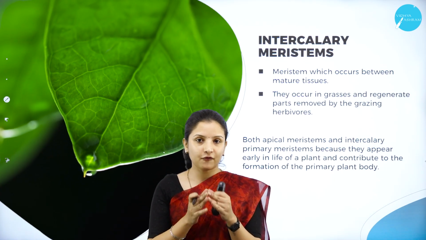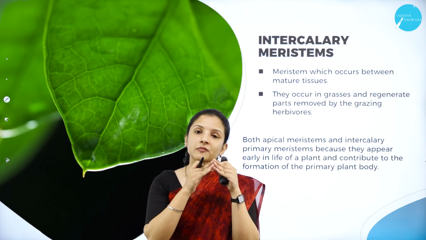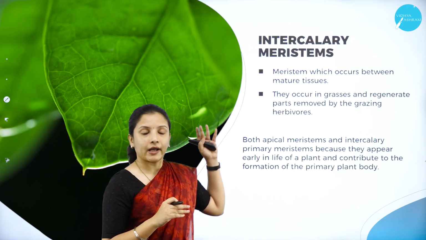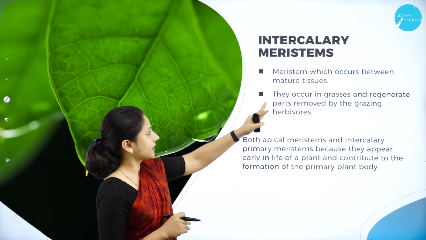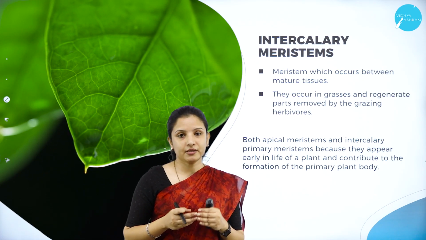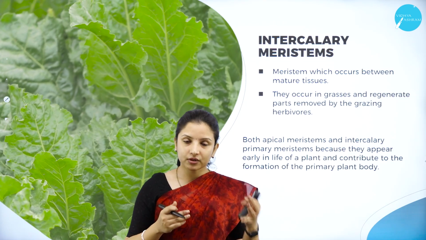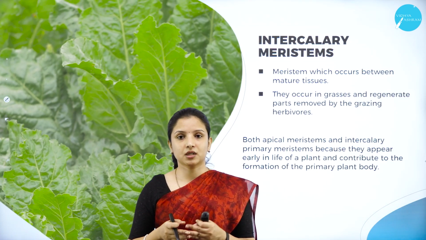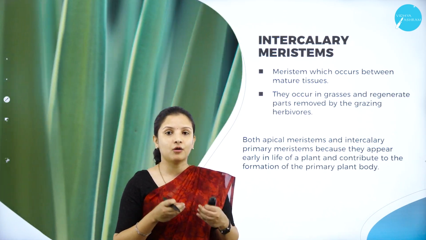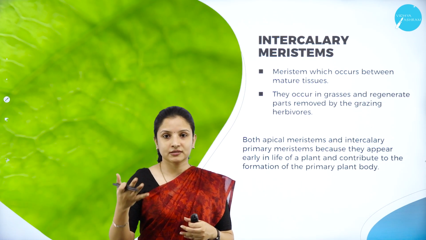Primary means the first formed, the initial stages. So the first formed meristems are present in the tip of the root, in the axils of the stem or the tip of the stem, and also in between the mature tissues. Therefore, it is also called the intercalary meristem. These three, the root apical meristem, the shoot apical meristem and the intercalary meristem, all come under the primary meristem, meaning they are the first formed cells. It is from these first formed cells that newly synthesized cells will start to develop.